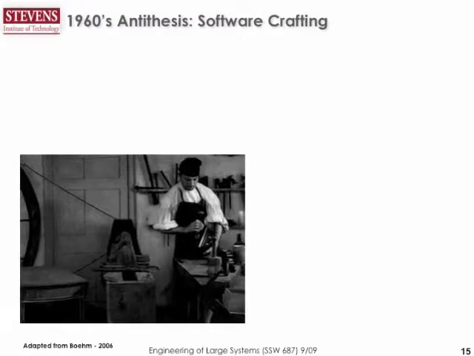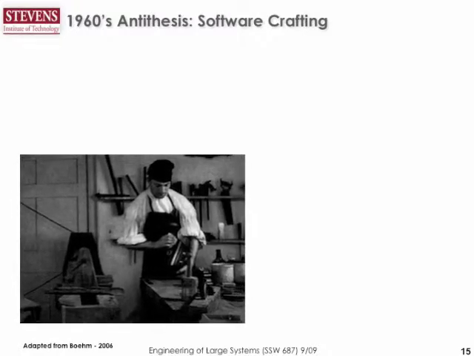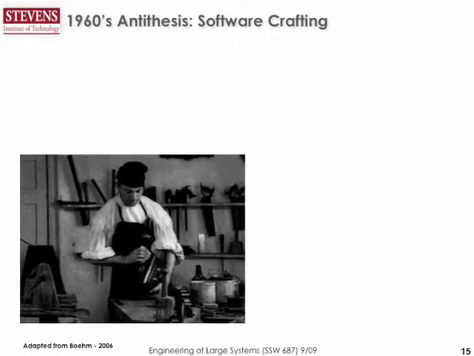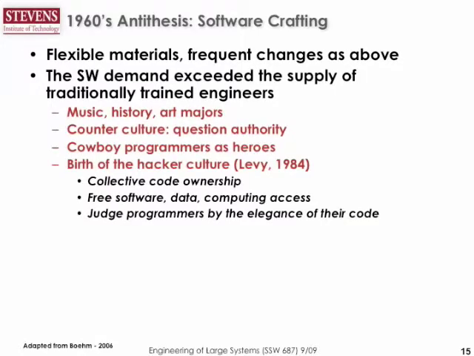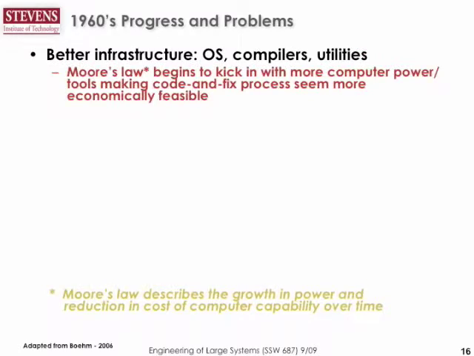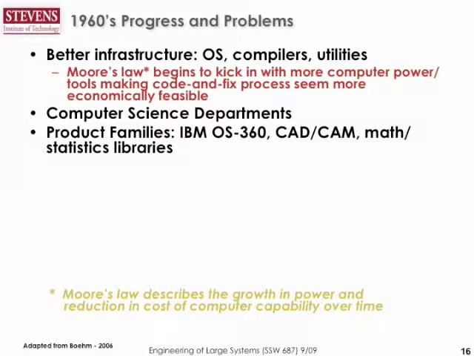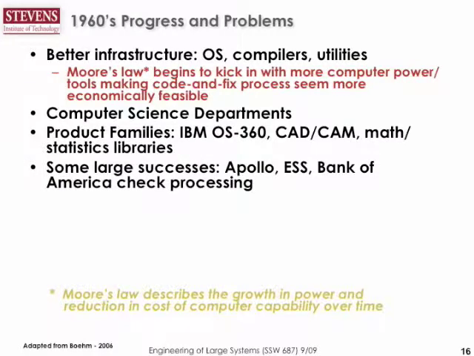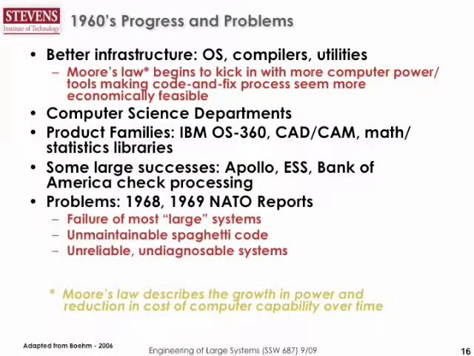The 60s saw software going from being made like hardware to being crafted like art. The demand for software engineers exceeded the supply of traditionally trained engineers, and what we got was a lot of people who couldn't get jobs in other places. Support technology was getting better because Moore's Law was beginning to kick in and more computer power was available. We were beginning to get families of products, and we actually had some large successes. Unfortunately, it was also the birth of many of our problems today.